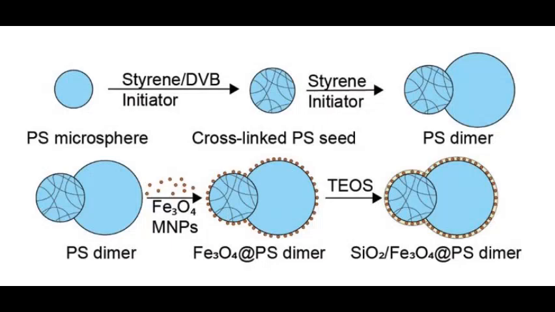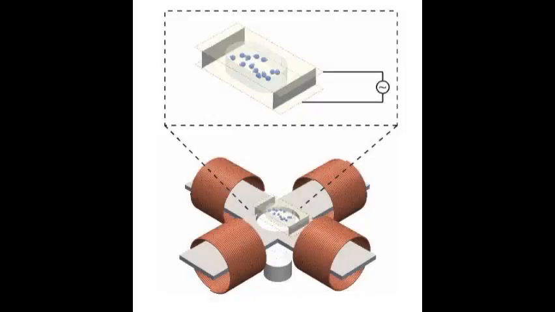In order to create the fields needed for our experiments, we used two pairs of Helmholtz coils for the magnetic field, one in the x direction and one in the y direction, and a function generator for the electric field, as all can be seen in the apparatus figure in the bottom left.